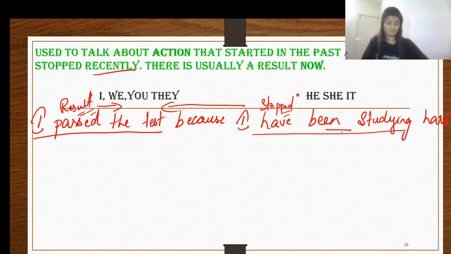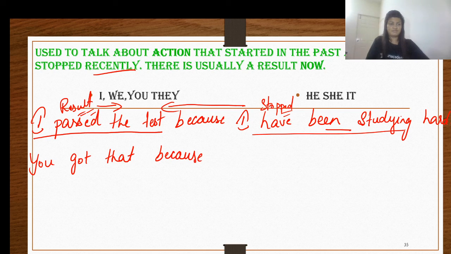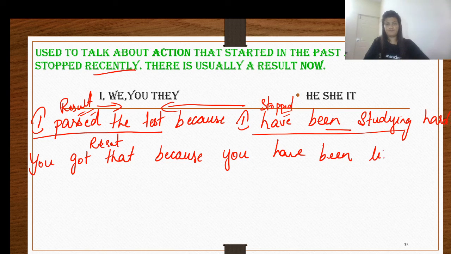present perfect continuous. The second example would be, you got that because. Now this is the result. And what was the action that recently stopped? Because you have been listening to me. Now here, you got that means you have understood. You have understood that because you've been listening to me.